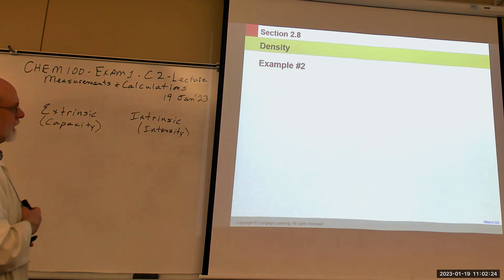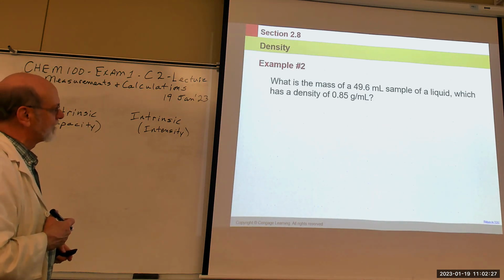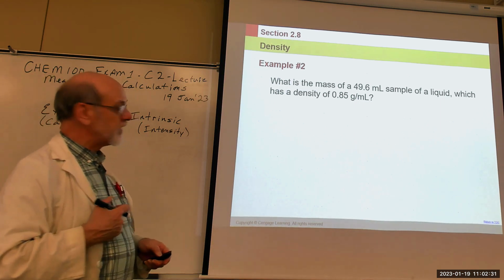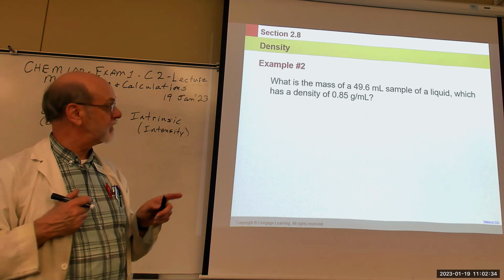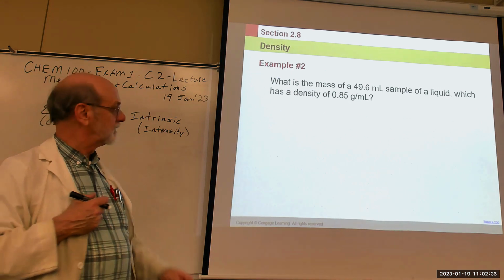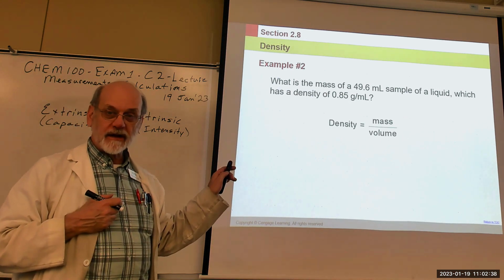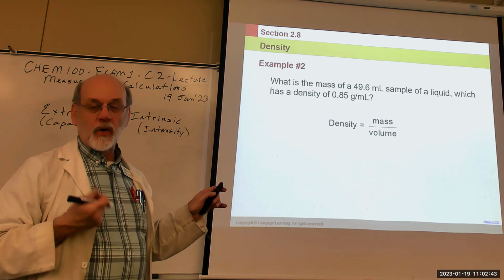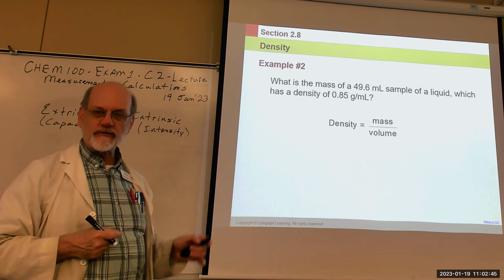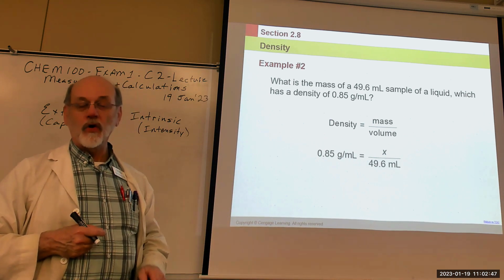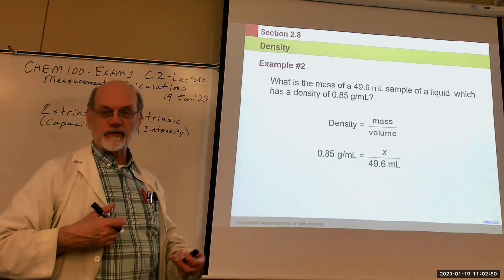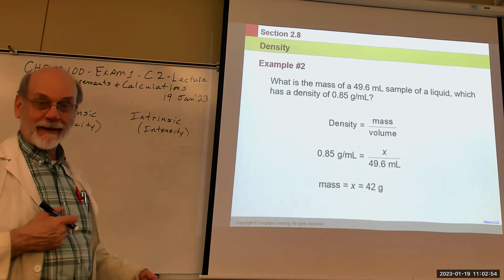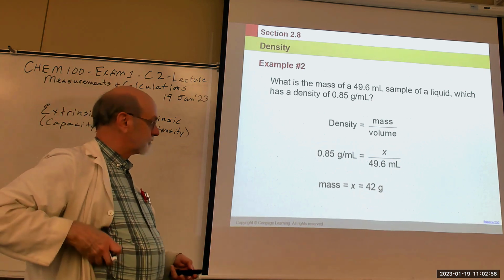Okay. How about, what's the mass of 49.6 milliliters of a liquid? Well, we know the density at 0.85 grams per milliliter. Well, you got your formula. Which is the answer you want to know? What is the question? What is the mass? So solve the equation for mass. Or plug in your values and then solve it for mass, like we did here. Okay? 42 grams.